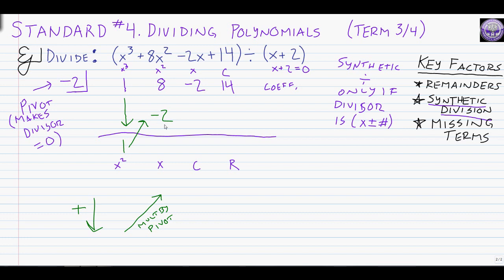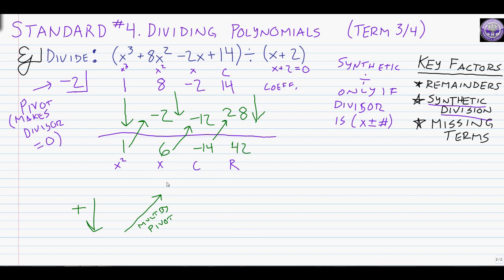So from here, 8 plus negative 2. When we go down, we add. 8 plus negative 2 is 6. Then we once again multiply by the pivot. 6 times negative 2 is negative 12. So negative 2 plus negative 12 is negative 14. One more time we have to multiply by the pivot. Negative 14 times negative 2 is 28. And now lastly we add going down. There's my arrow. 14 plus 28 is, lo and behold, 42.